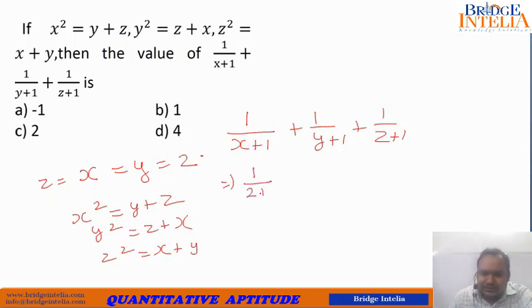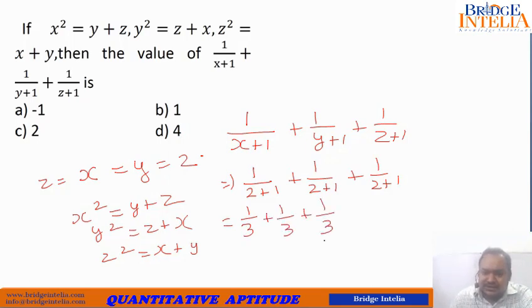So 1 by 2 plus 1, plus 1 by 2 plus 1, plus 1 by 2 plus 1. It comes out to be 1 by 3 plus 1 by 3 plus 1 by 3. So the grand total comes out to be equal to 1. This is the power of dummy values. You think of some dummy values which satisfy the given premise, then you substitute them into the given expression, and if you notice that out of 4 options only one matches what you have just solved, then that option has to be correct, right? Because out of 4 only one will be correct at a given time.